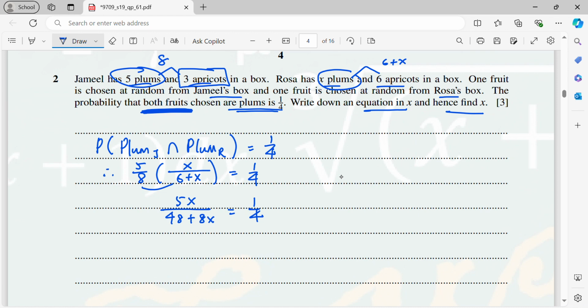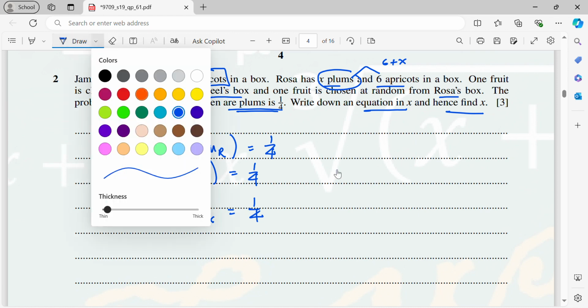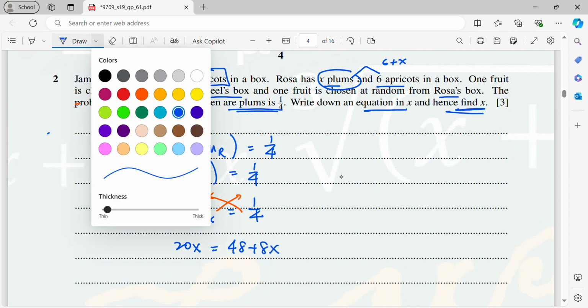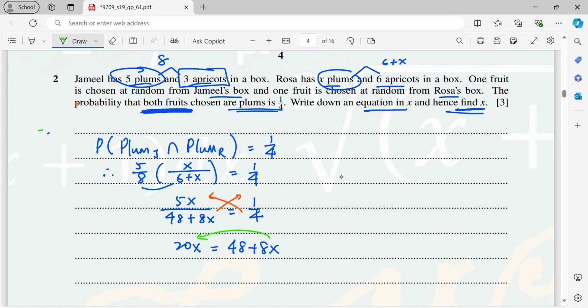Then from here, just use the cross multiplication to solve this problem. Just multiply. Then I will be getting 20x equals to 48 plus 8x. And now you need to find the x. Okay, so the 8x will be moved to the left side. Then I will be getting 12x on the left side. That equals to 48. That means now my x equals to 48 divided by 12. That is going to be 4. Okay, done for this question.